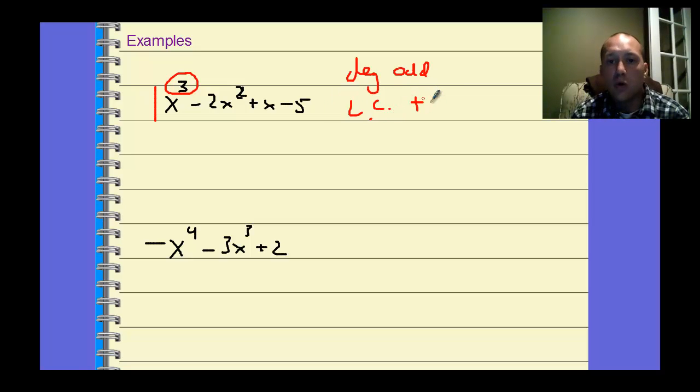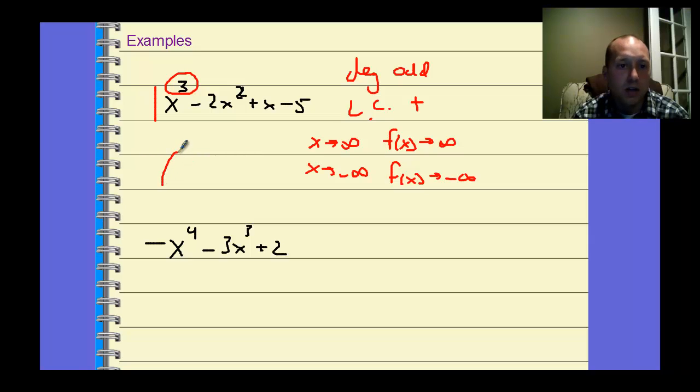So I now know that because it's odd, the arrows are going in opposite directions, and because the leading coefficient is positive, we're going upward. So as x goes to positive infinity, which means right, the f of x, or the y values, are going to be going up. As x goes to negative infinity, then f of x is going to be going down. If you need to sketch it out, you can. This is the sketch of that. As we go right, the graph goes up. As we go left, the graph goes down. And that's the end behavior.